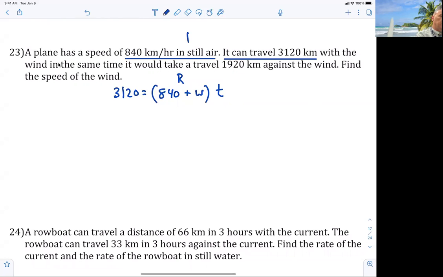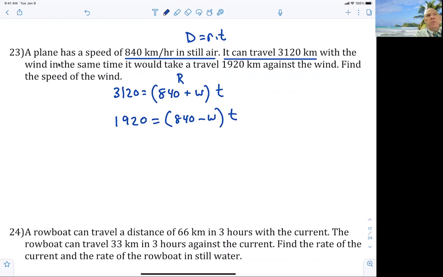So again, I'm always keeping in mind on any of these, I always just write d equals rt. So this is how fast you're going. We don't know how much time it's going to take. Do you agree? Now it says if I travel against the wind, I can only go what? 1,920. So that'd be 840 minus the wind, and it says the same amount of time. Do you agree with that? So we set that up.